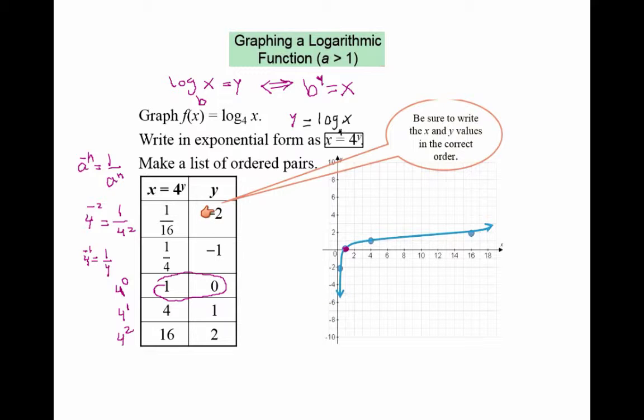Can you imagine if this were 100, or this was -100? If y was -100, x would be equal to 4 to the power of -100, which is 1 over 4 to the power of 100. That gets really, really close to 0. That gets closer and closer to this line here, but it never touches this line. So we can collect these ordered pairs and retrieve the shape of the graph this way.